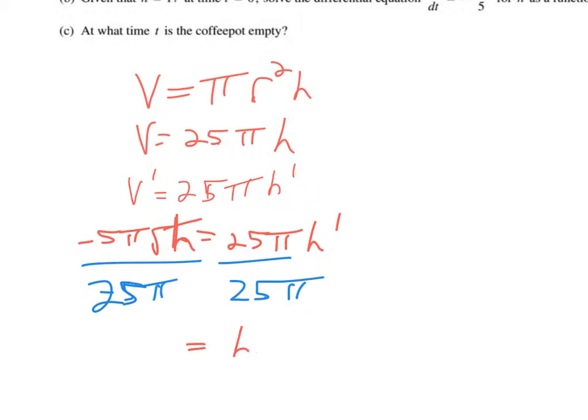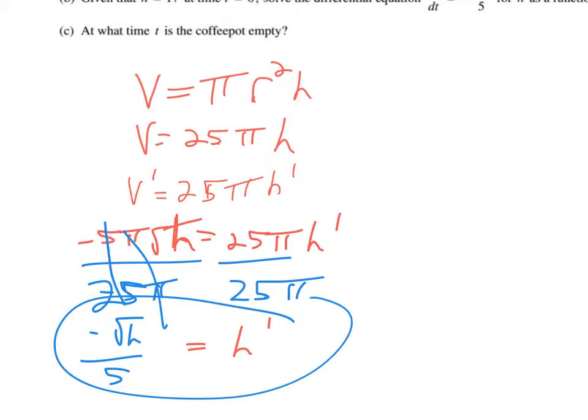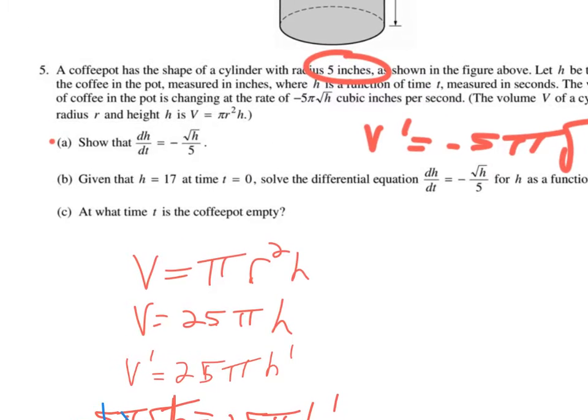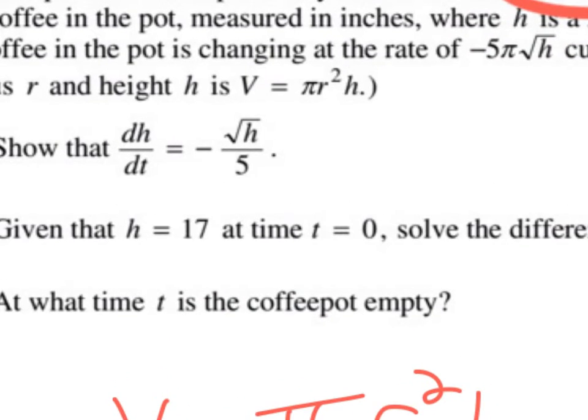When you do that, you get h prime by itself, which is the derivative of h with respect to time. Then when you simplify this fraction, you're going to get negative square root of h over 5, because the pi's cancel out, 5 over 25 makes 1 over 5, and then it's negative. So there, we've shown our work that the derivative of the height with respect to time is negative square root of h over 5.